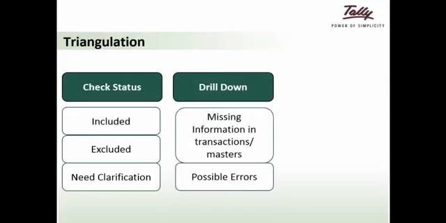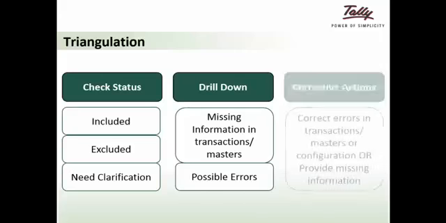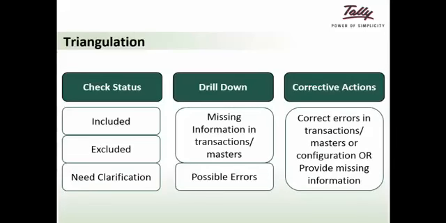The user can drill down into each type, included, excluded, and uncertain, and satisfy himself of the correctness of this information. In the uncertain bucket, Tally gives the different reasons for errors or missing information. The user can directly go into the masters or transactions and correct the errors or provide the missing information. This results in a 100% correct return, giving the confidence of a hand-prepared return. Now let us see this powerful capability in action.